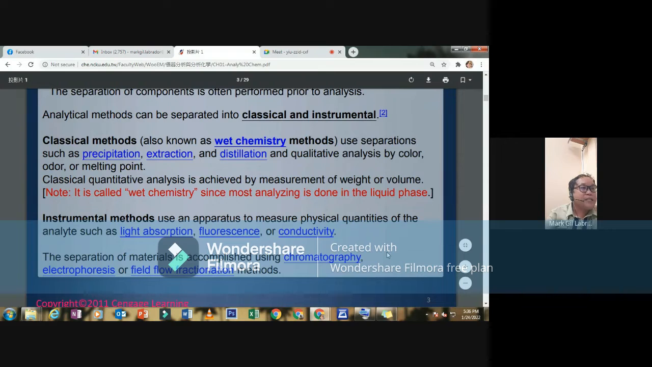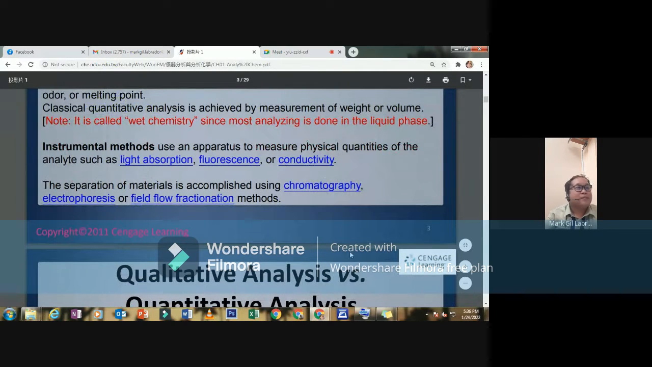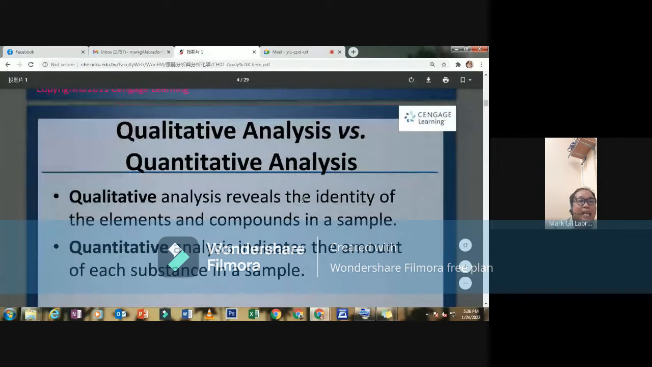Okay, so what are the instrumental methods? Instrumental methods use an apparatus to measure the physical quantities of the analyte, such as light absorption, fluorescence, or conductivity. So how I wish meron tayo dito sa school, pero parang walang mga ganito. Sige lang. So the separation of materials is accomplished using chromatography, electrophoresis, or field flow fractionation methods.